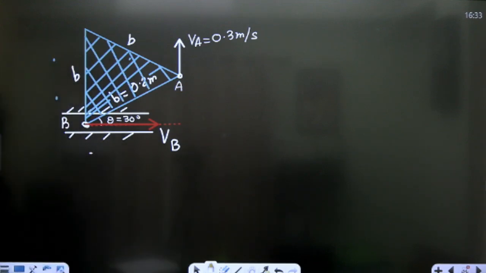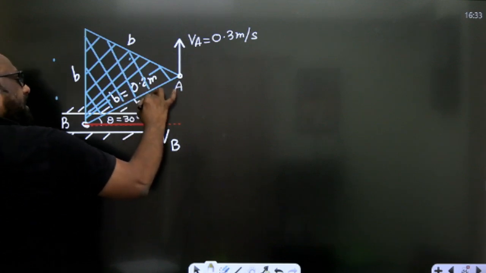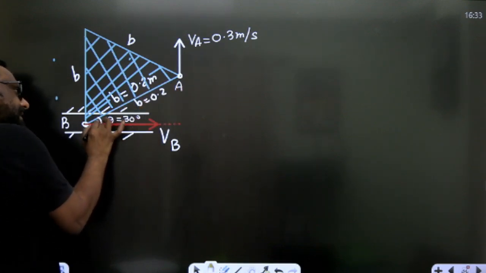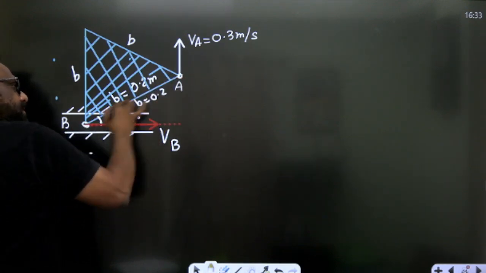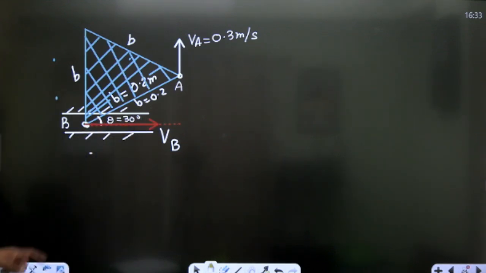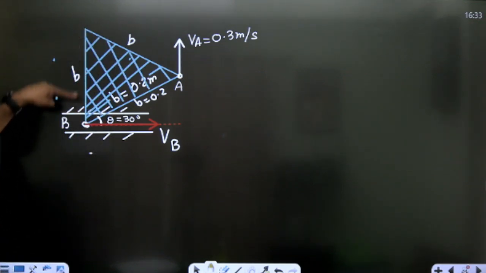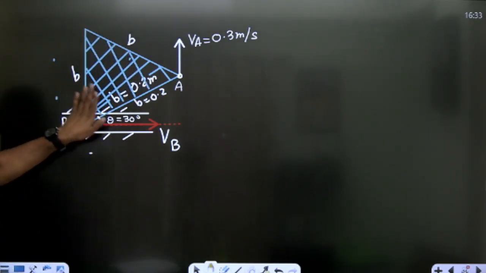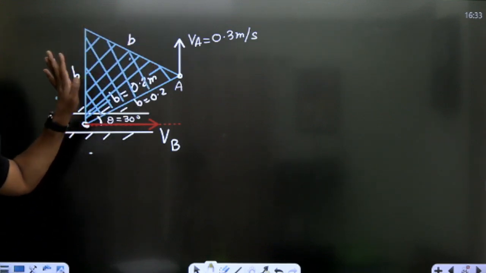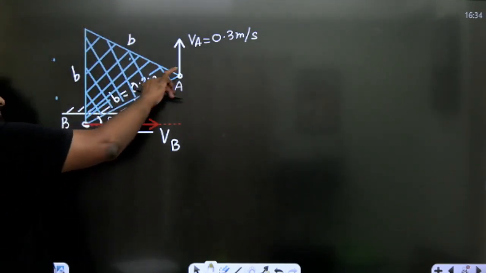Now, how do we proceed? This is B and it is 0.2. He said when AB is making an angle theta with the horizontal, what is the velocity of point B, and what is the angular velocity of AB? He said AB, which means the angular velocity of the complete single link. So how do we do it? It is very simple. It is a rigid member.